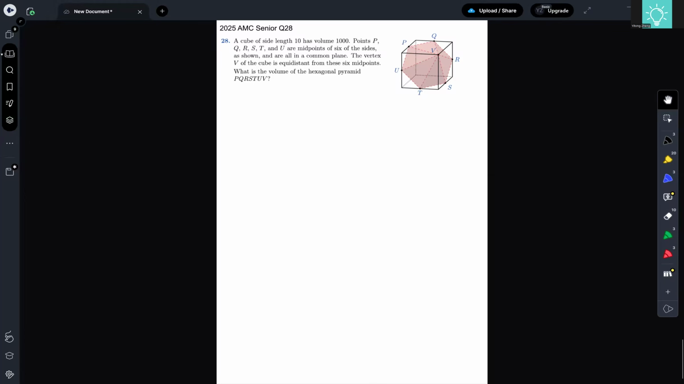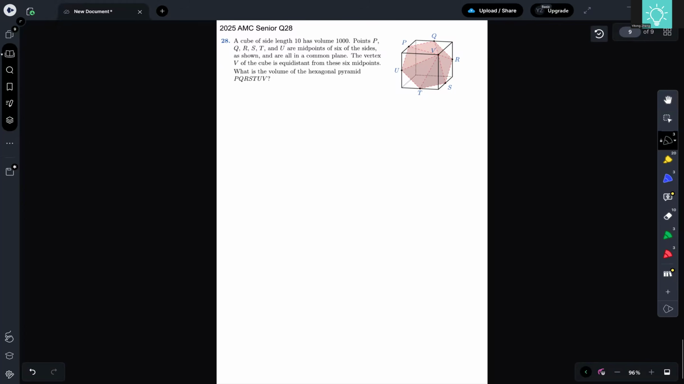In this video, I'm going to go through the solution to question 28 from the 2025 Australian Math Competition Senior Paper. A cube of side length 10 has volume 1000. Points P, Q, R, S, T, and U are midpoints of six of the sides as shown, or in a common plane. The vertex V of the cube is equidistant from these six midpoints. What is the volume of the hexagonal pyramid PQRSTUV?